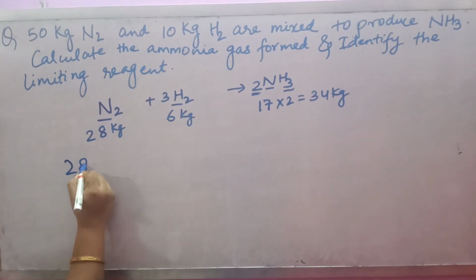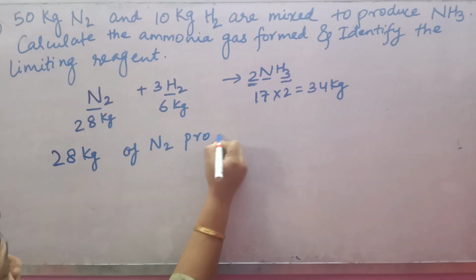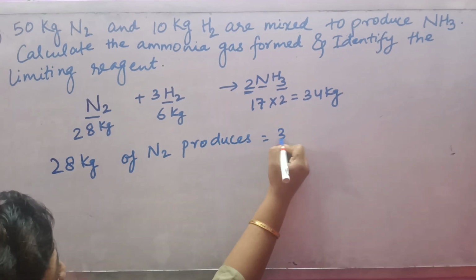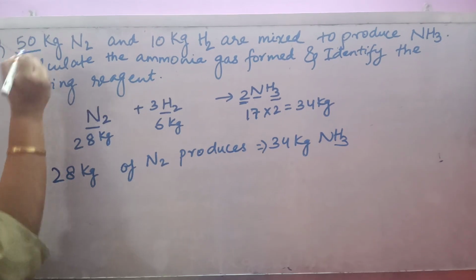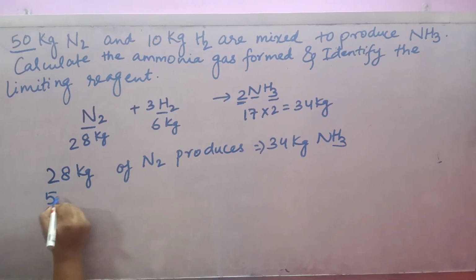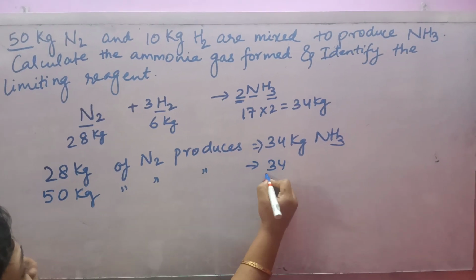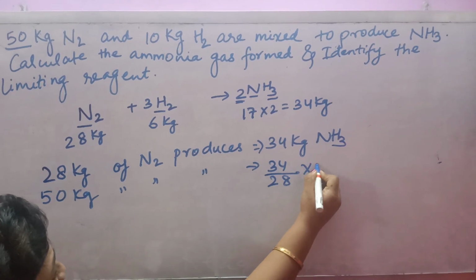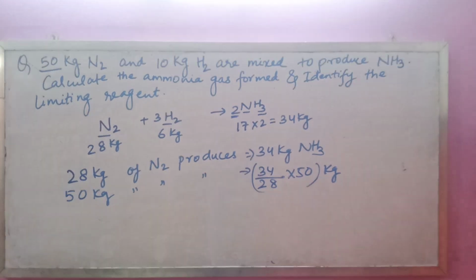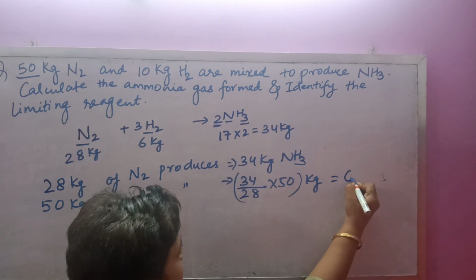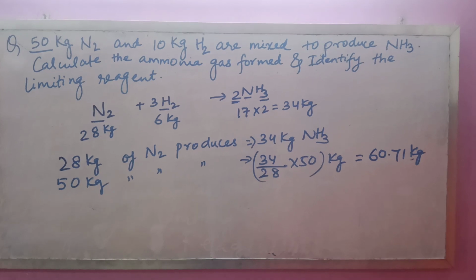So 28 kg of N2 produces 34 kg of NH3. Now as per the question you have to calculate for 50 kg of N2. So 50 kg of N2 will produce 34 by 28 into 50 kg, and on doing the calculation it will come out to be 60.71 kg. So you have to take care of the calculation part.